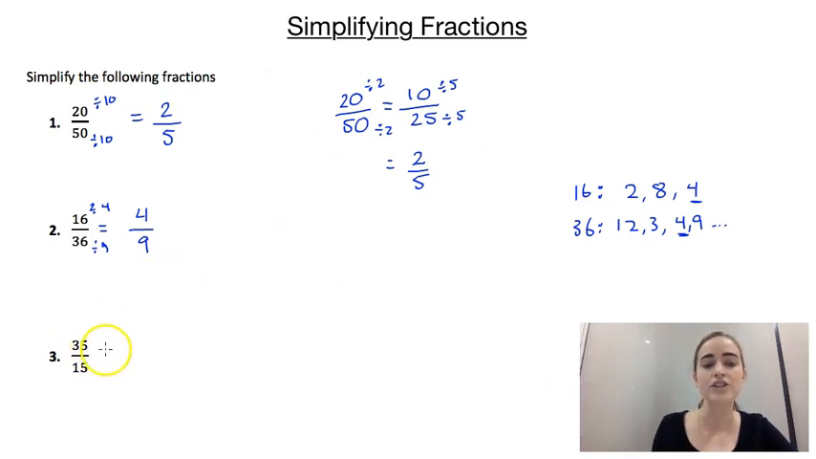Alright, now the last one is 35 over 15. Straight away, because they both end in 5s, I'm going to divide them both by 5. So 35 divided by 5 is going to give me 7, and 15 divided by 5 is going to give me 3. So we can leave our answer like this if we want to as an improper fraction, or we could rewrite it as a mixed numeral as well. 3 goes into 7 twice, and then there's 1 remainder. So we could write it as 7 over 3 or 2 1/3.